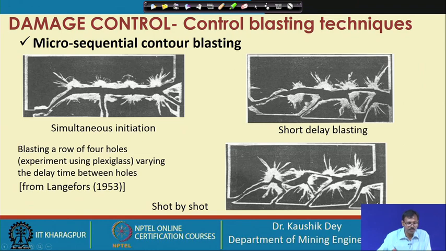So, you can see this is the plexiglass experiment carried out by Langefors-Kihlström, and this is the simultaneous shot giving very little damage to the remaining plexiglass. This is short delay, which creates damage, and shot by shot gives damage which is very significant as compared to simultaneous blasting. So, this is more or less about the rock damage.